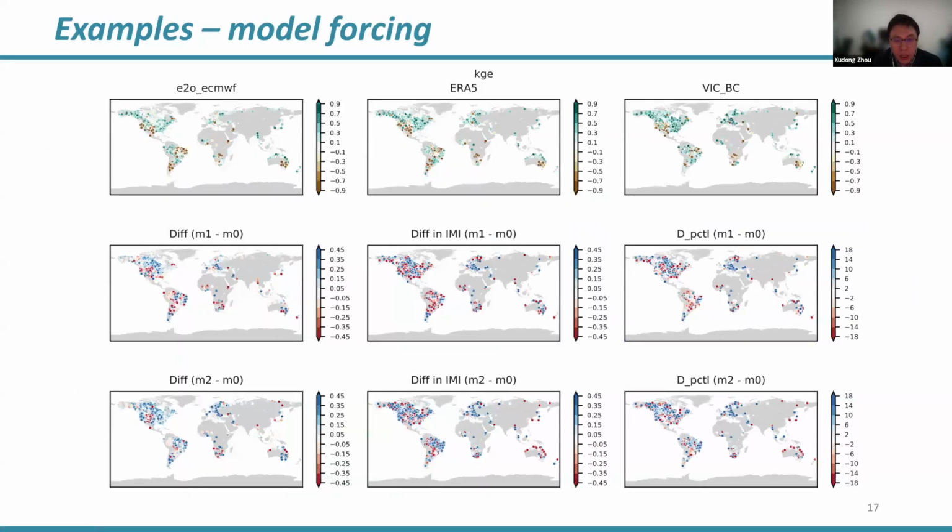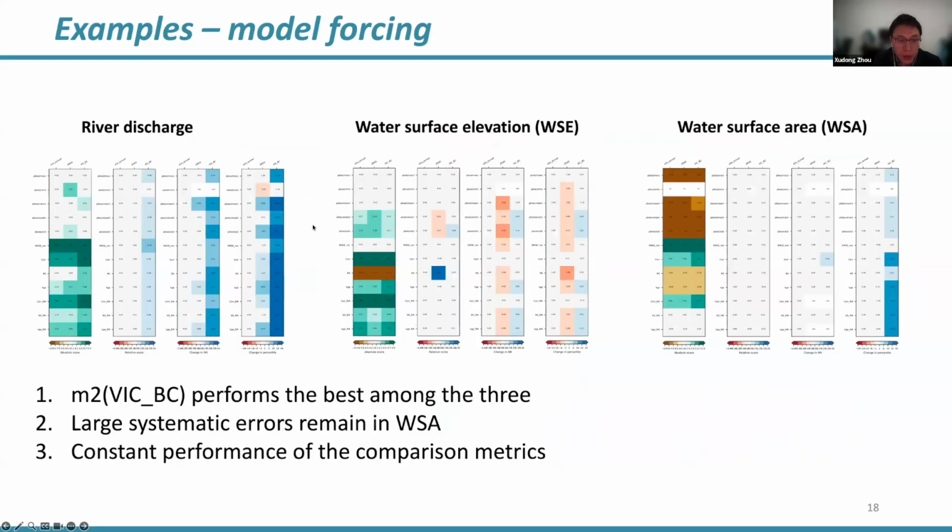And also in the framework we can showcase how the models are compared in space. For instance, here the blue color shows the model is much better, and the red color shows the model is worse. And if we compare M2, the weak bias corrected, to the benchmark, we can see most of the dots are blue, meaning the model is better. That was for river discharge.